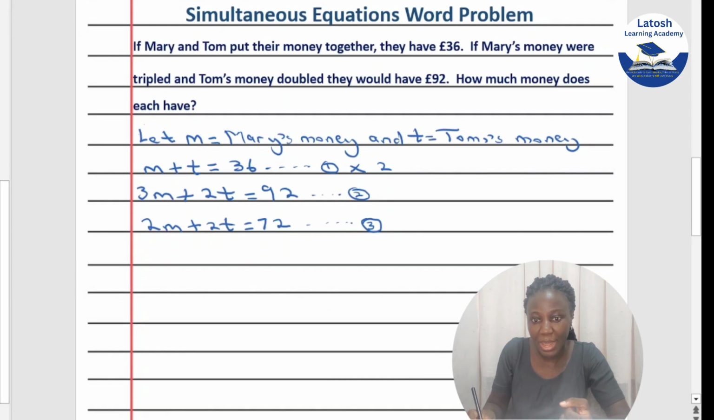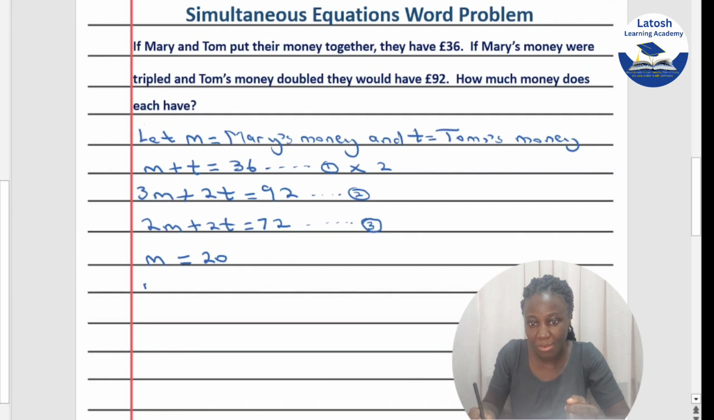So we have 3M minus 2M gives us M is equal to, then 2T minus 2T will give us 0, then 92 minus 72 will give us 20. Therefore, our M, which is the amount of money Mary has, is 20. Let's go ahead and solve for T in equation 1. Let's use equation 1. It's simpler.